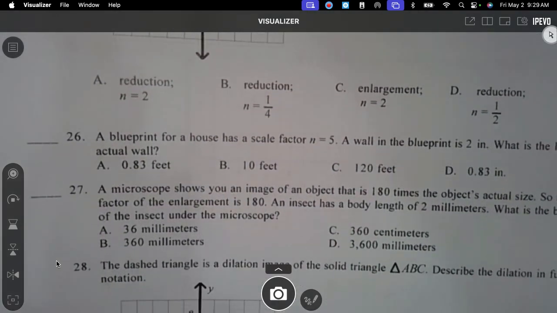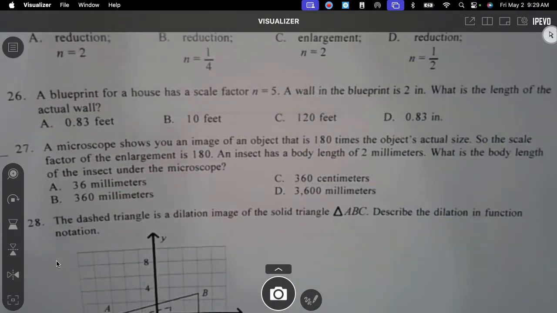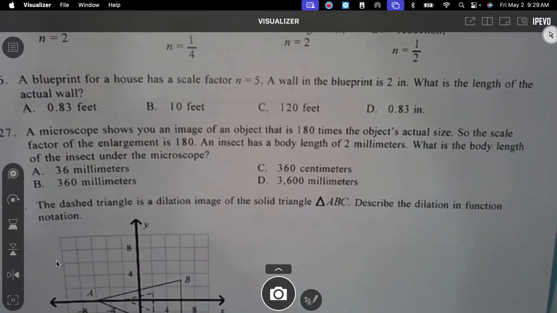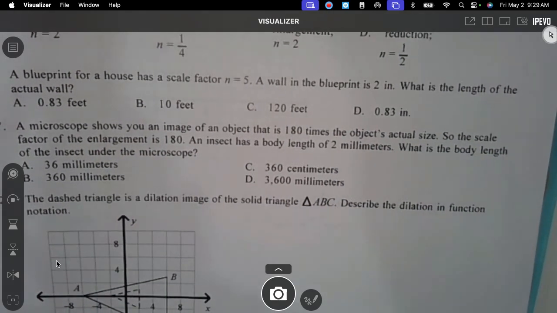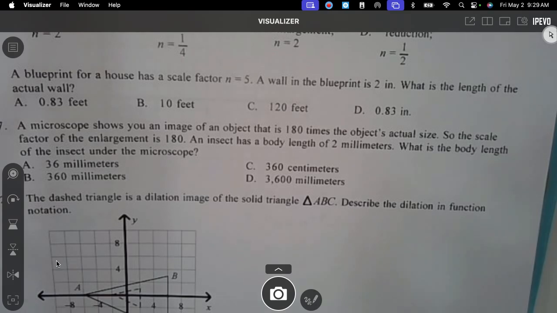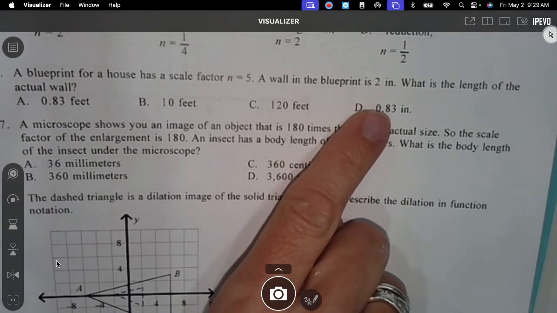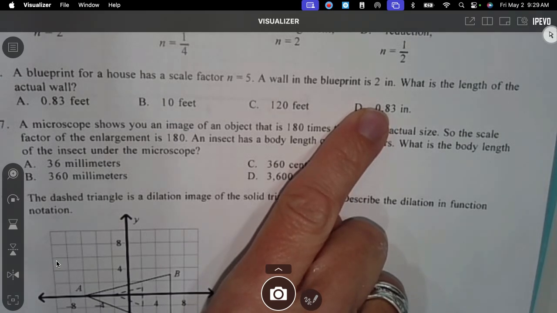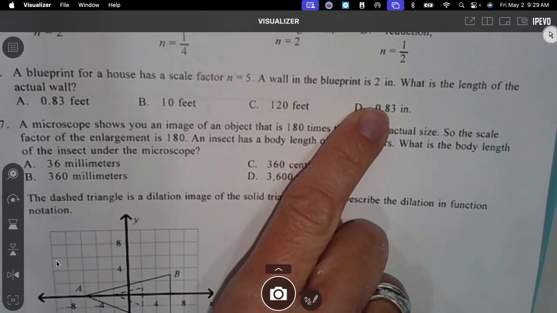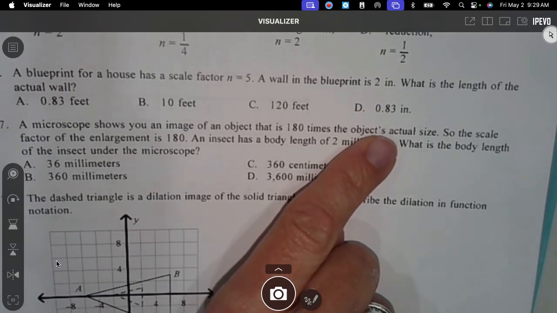26. A blueprint for a house has a scale factor of n equals 5. That means you are multiplying by what? 5. Okay, so if the wall is 2 inches, what's the length of the actual wall? 10 inches. 10, but it's really not inches. What would it be? Feet.